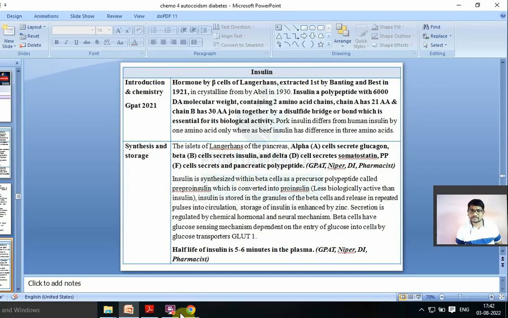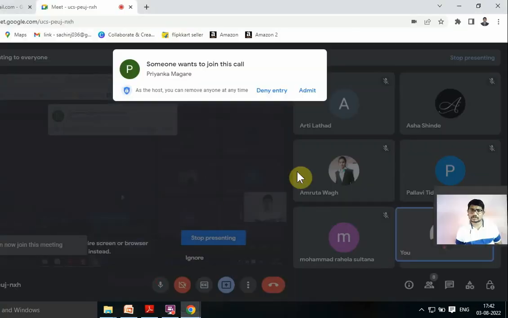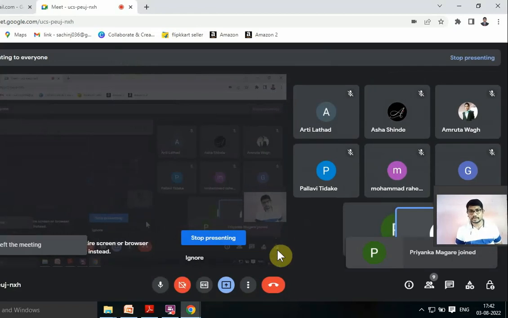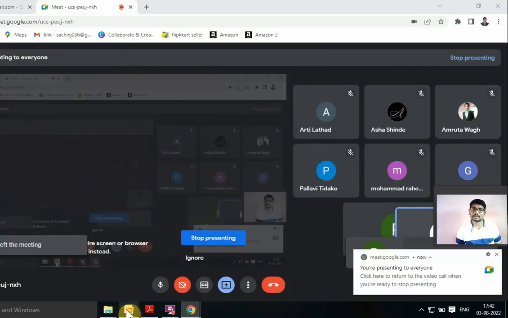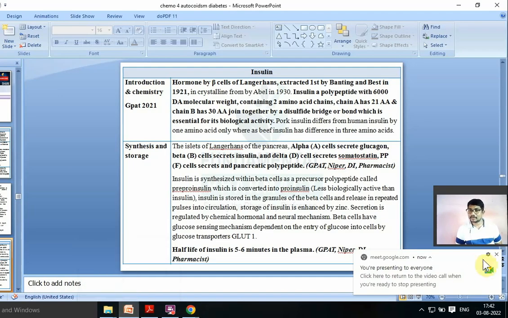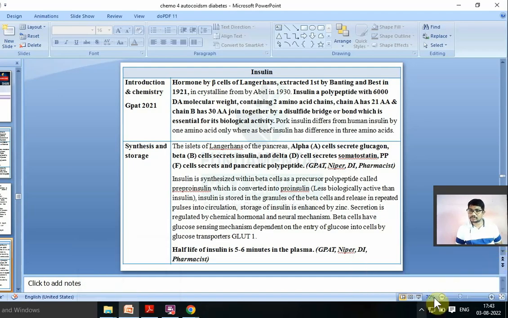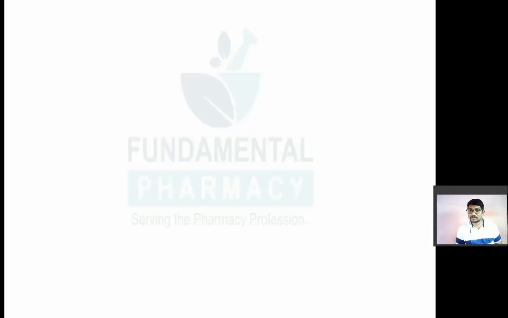So what is the stimulus? The main stimulus to release insulin is glucose. An increase in the glucose level in the pancreatic artery, as soon as the glucose level rises there, insulin is released from there.